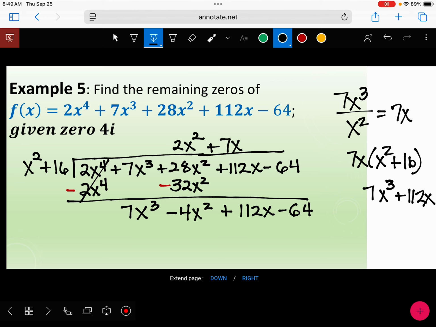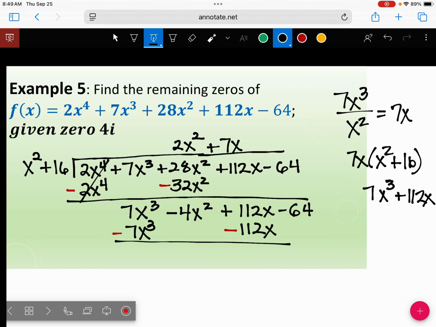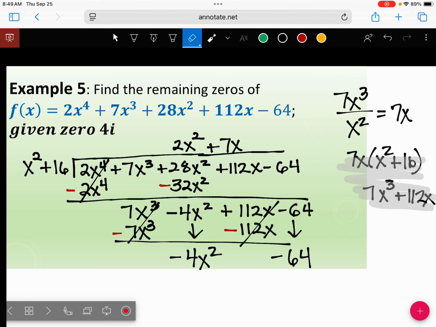So I'm going to line it up with its friend. Then I have to change both signs. Two things drop off now. And I end up with negative 4x squared minus 64. So what's my new first term? Negative 4x squared. Do it one last time, and then you have finished your quadratic.